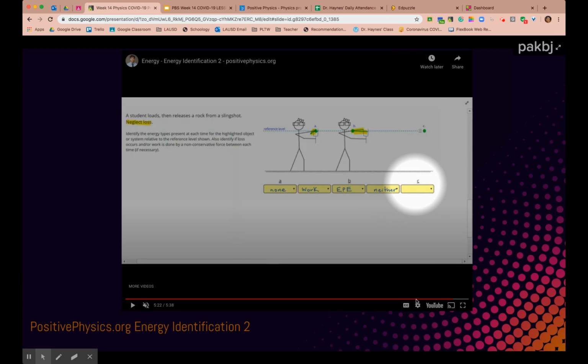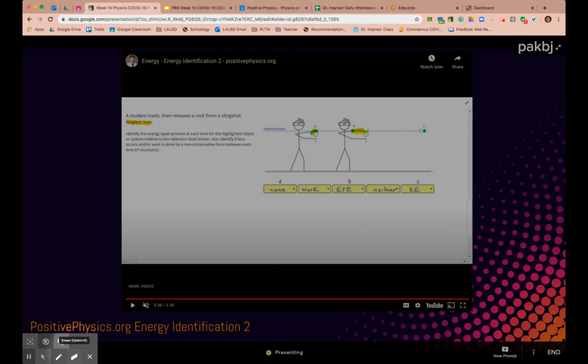All right, and lastly, let's look at point C. Now we have the ball moving, so that has to be kinetic energy, but it's still at the reference level. So there is no gravitational potential energy and there's no elastic potential energy because we left the rubber band over here. So then you end with only kinetic energy.